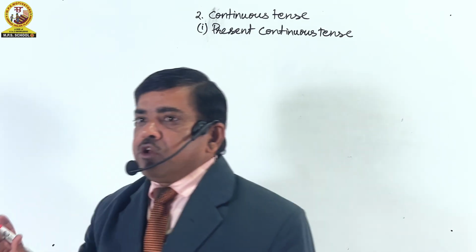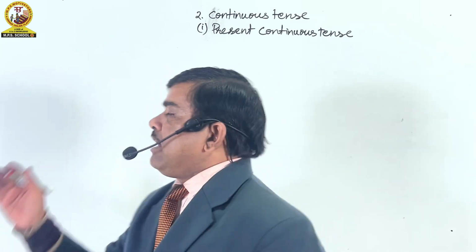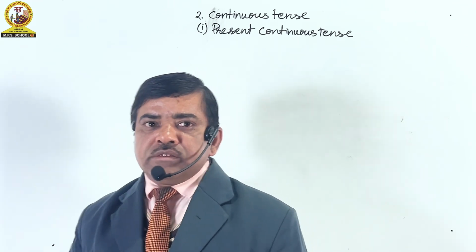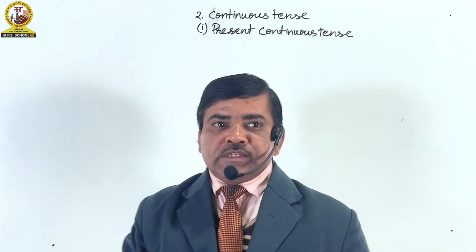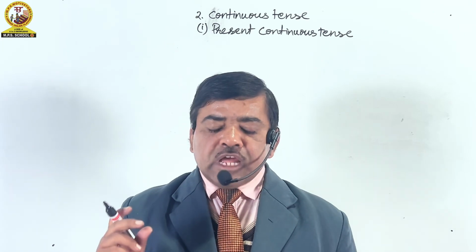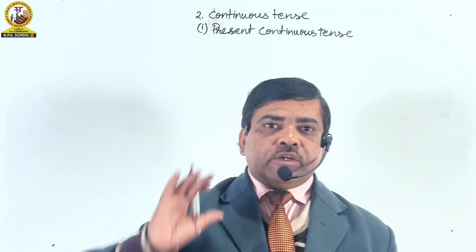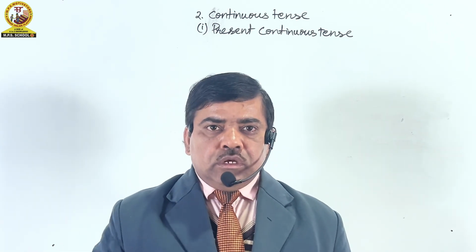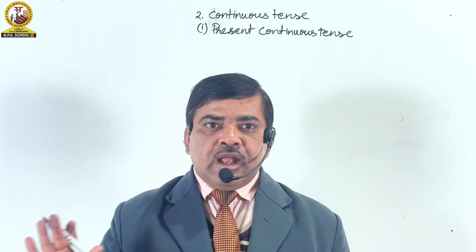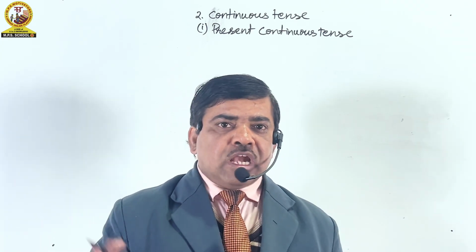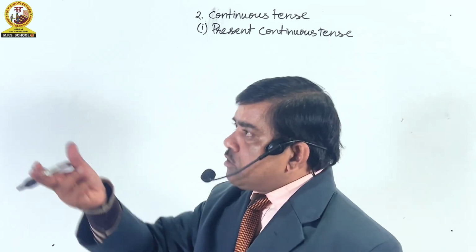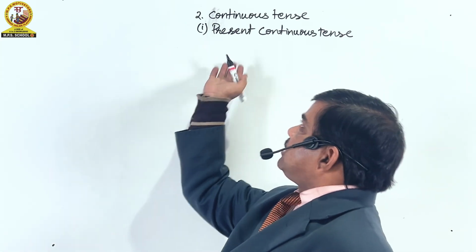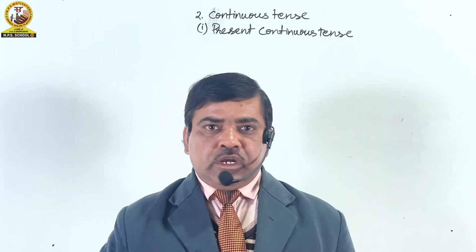Friends, you need not be confused, as I have written present continuous tense as the first type of continuous tense. Continuous tense is the second type of tense that I have already taught you in the chapter tense. In the chapter tense, I have taught you the four types of tenses, that are simple, continuous, perfect and perfect continuous. So according to that, continuous tense is the second type of tense, and under continuous tense, present continuous tense is the first type.